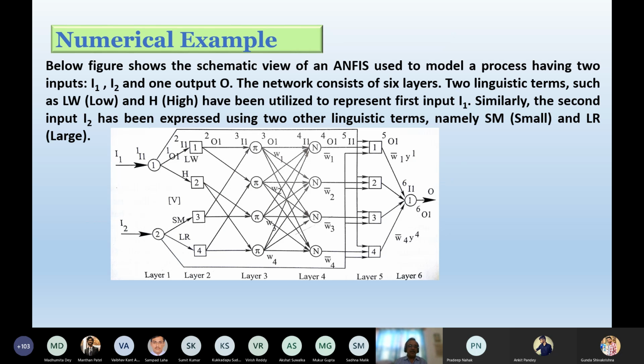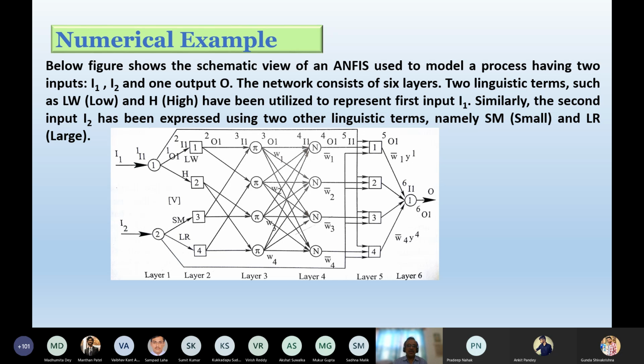Now, based on whatever I have discussed, I'm just going to solve a very simple numerical example, which I have designed so that we can understand more clearly the working principle of NFIS. I'm going to design one NFIS to model two inputs, I1 and I2, and one output, that is O. To represent I1, I'm using only two linguistic terms for simplicity, that is low and high. And to represent I2, I'm using two other linguistic terms, that is small and large.